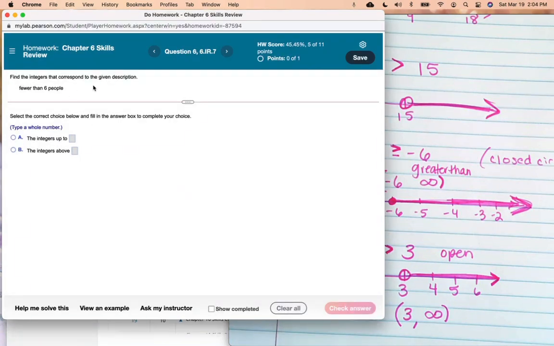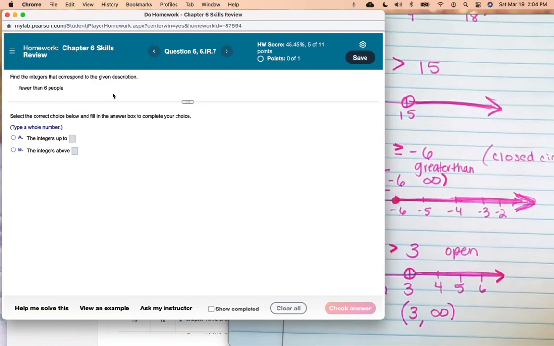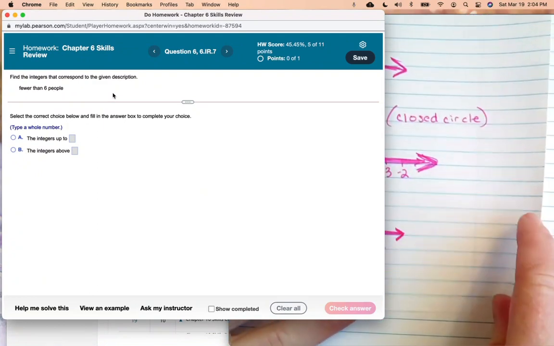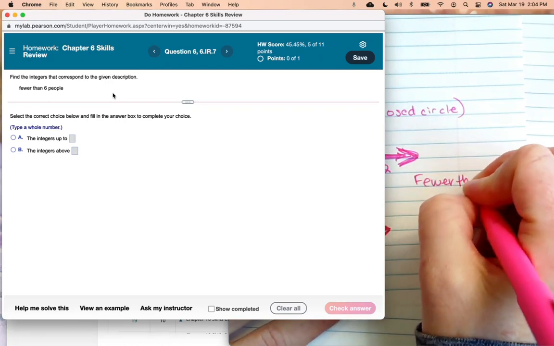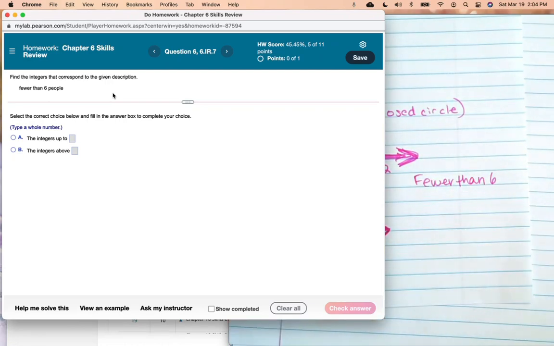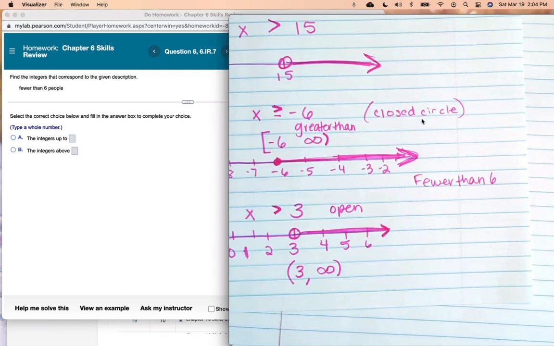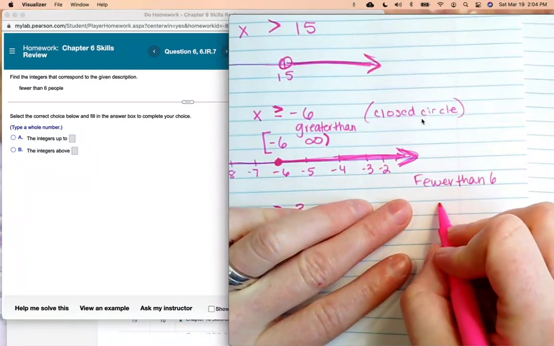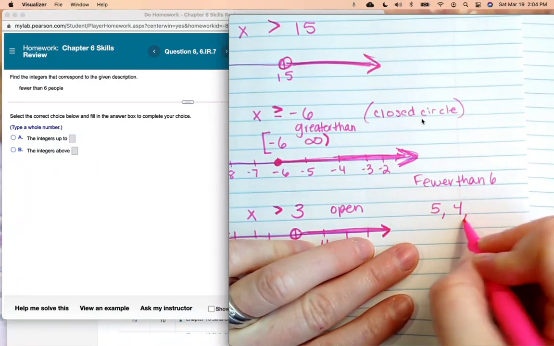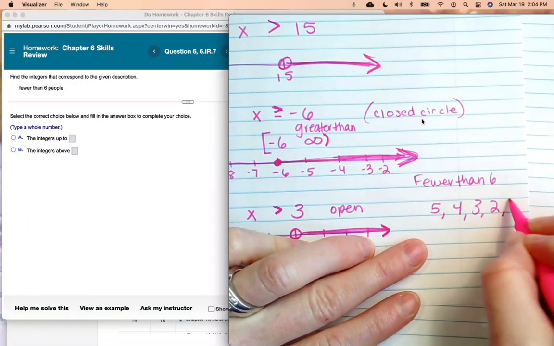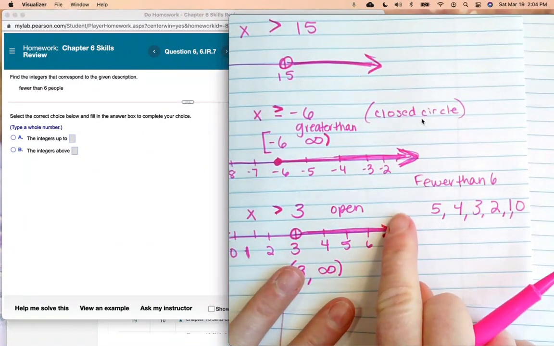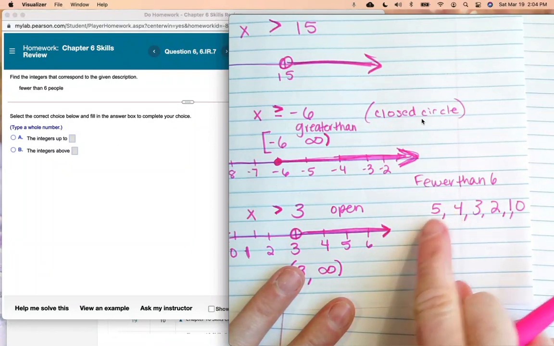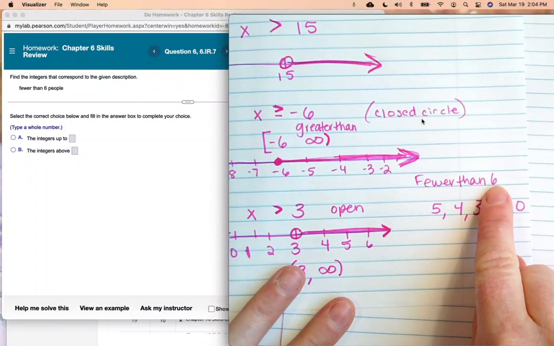Find integers that correspond to the given description. Fewer than 6 people. So think about what the words fewer than 6 people mean. If I have fewer than 6 people at my party, that means I could have 5 people, 4, 3, 2, 1, or 0. So it's anything that is fewer than 6 people.